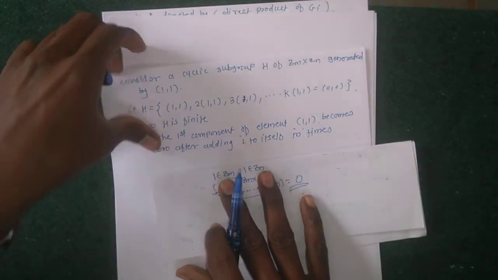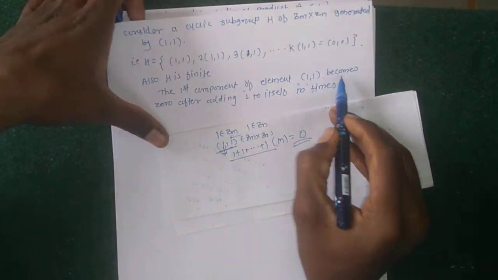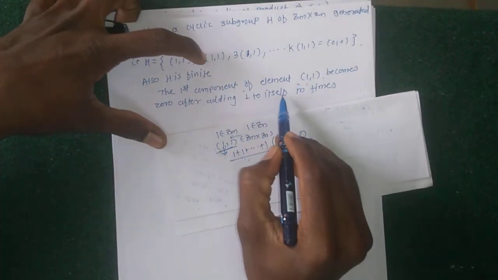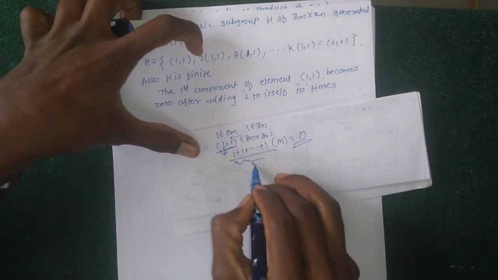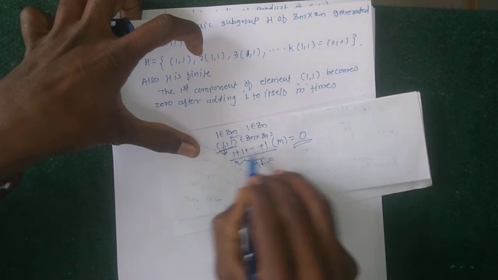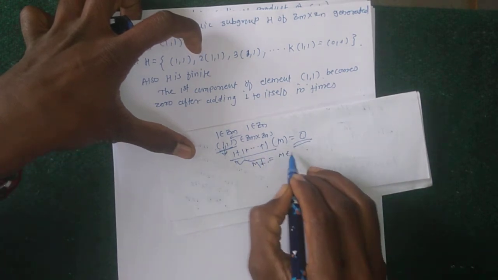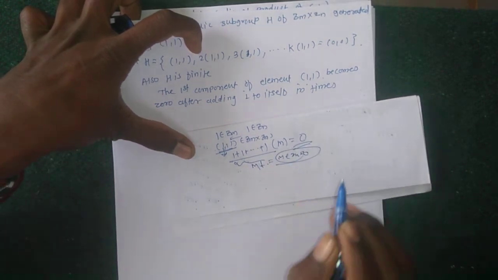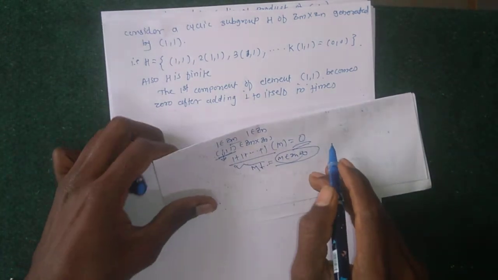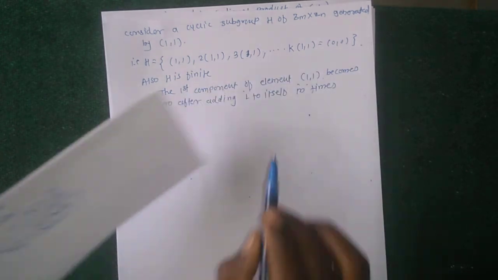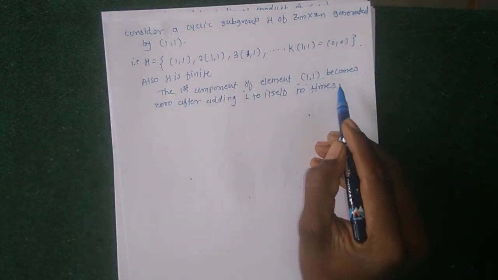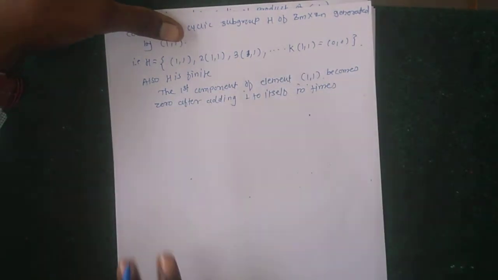This statement says that the first component of the element (1, 1) becomes 0 after adding 1 to itself up to m times, meaning the addition is done m times, so m times 1, the summation is m. And m in Zm has value 0, since 0 is m modulo m. So the first component of (1, 1) becomes 0 after adding 1 to itself m times.